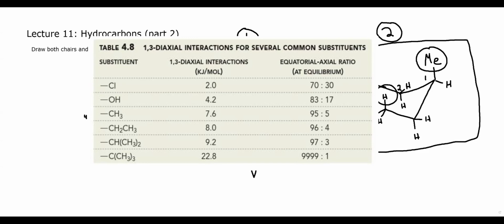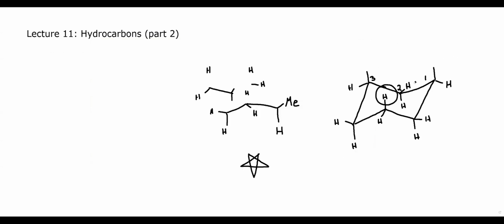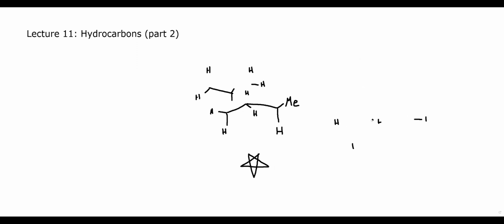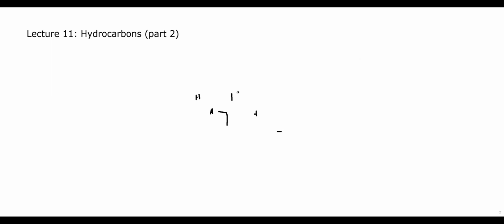So with that in mind, let's look at one final example, where we have a couple different groups on it. So let's do the same thing. Let's draw both chairs and determine which one is more stable. Okay, here we have an ethyl group, Et, ethyl, so that means 2 carbons. And we have a chlorine, Cl. Okay.